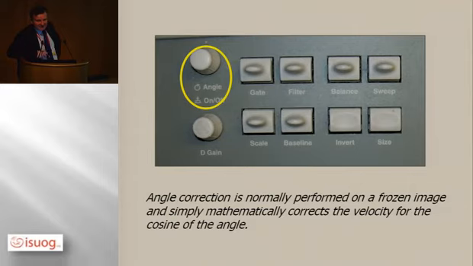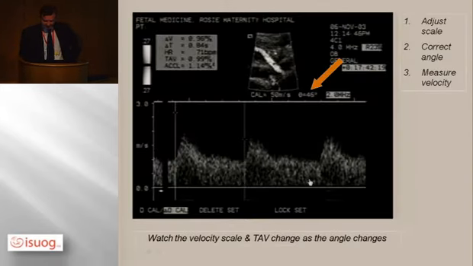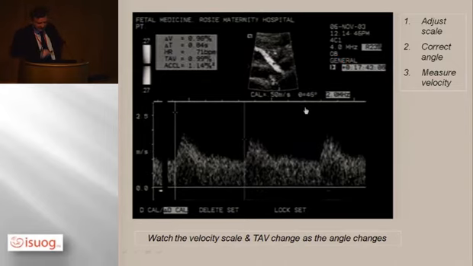Angle correction isn't something that happens in real time while you're scanning. It's normally performed on a frozen image, and all it does is mathematically correct for the velocity of the blood flow by calculating the cosine of the angle. And you tell it what the angle is. So for instance here, if you look at what I'm doing, I'm changing the angle. There's a little line there that I'm changing, and that angle is changing the velocity up here. So the greater the apparent angle, the higher it corrects your velocity. And you can see there, we've got a velocity of 1 meter per second.